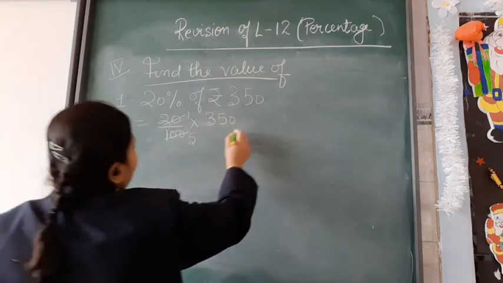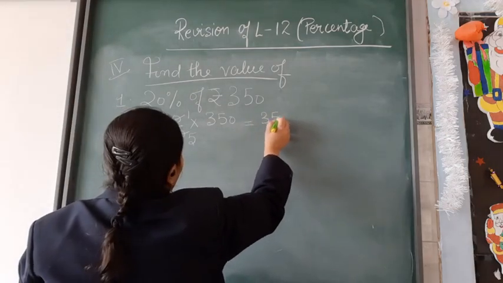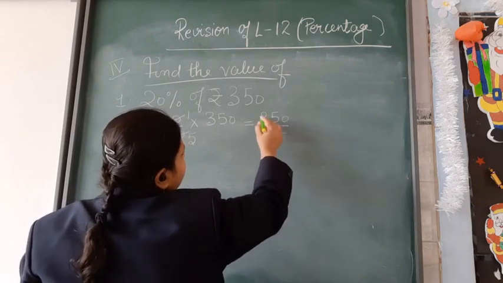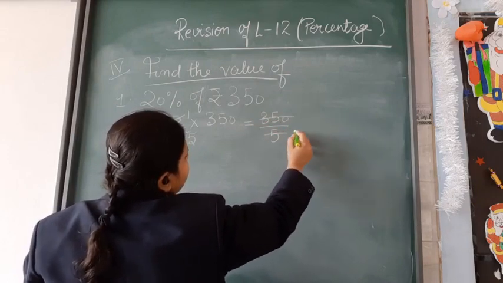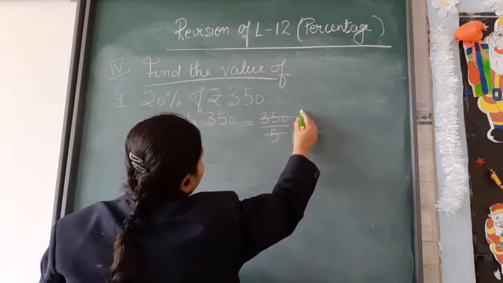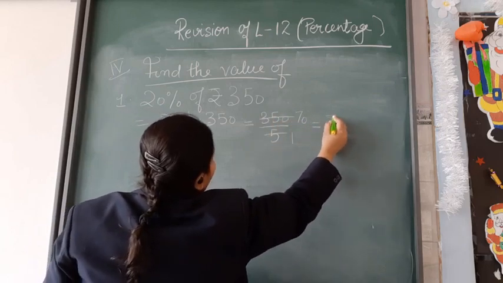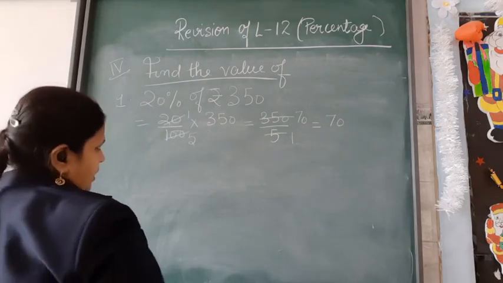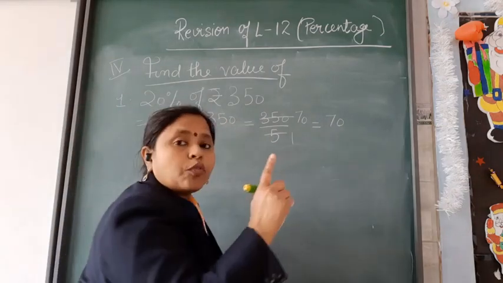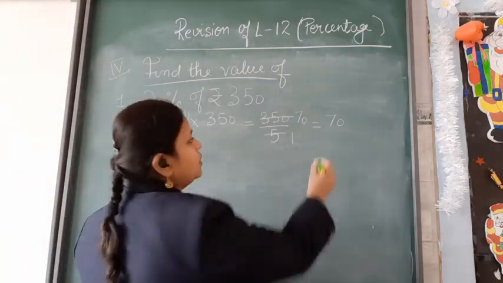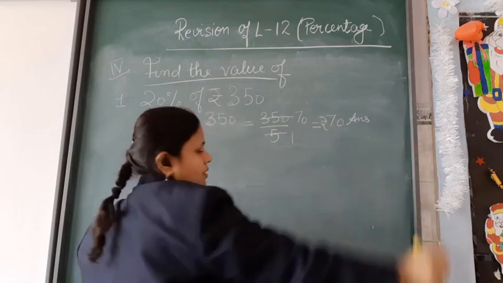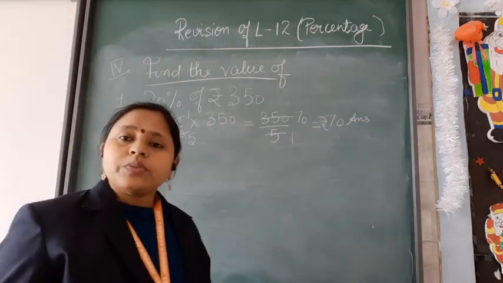Right. So now what is left? 350 upon 5. And now we will divide both the numerator and the denominator by common number 5. So 5 divided by 5 is equal to 1 and 350 divided by 5 is equal to 70. So the answer is 70. That is, the 20% of rupees 350 is equal to rupees 70. And this is our answer. Right. So now let's move to the next question.